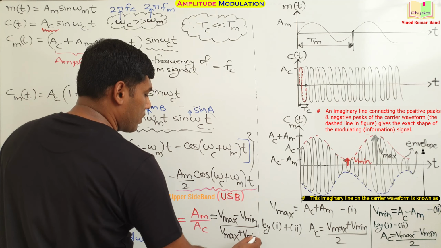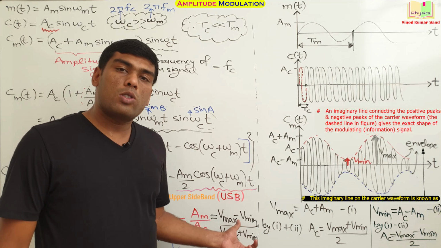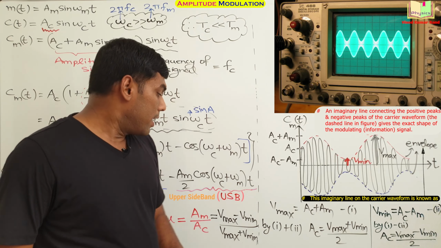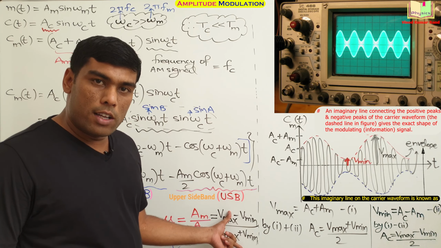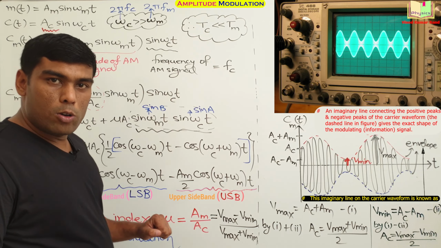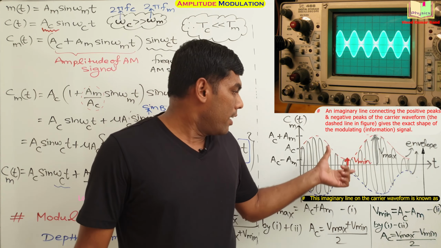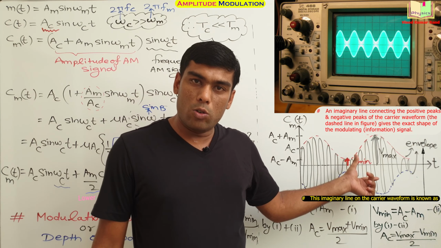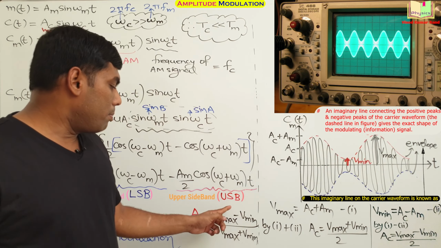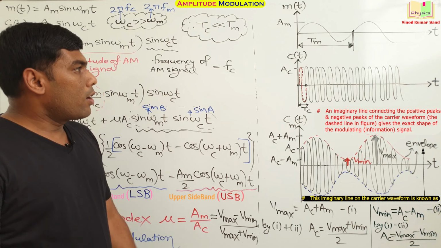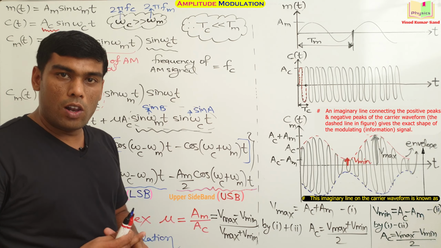We'll be observing questions in which they will give us the maximum voltage and the minimum voltage, and then putting that voltage will directly get the modulation index. Practically, this is how we determine the modulation index. The waveform is observed on the oscilloscope, and then V max and V minimum readings are placed here. Okay, I hope you understand all this.